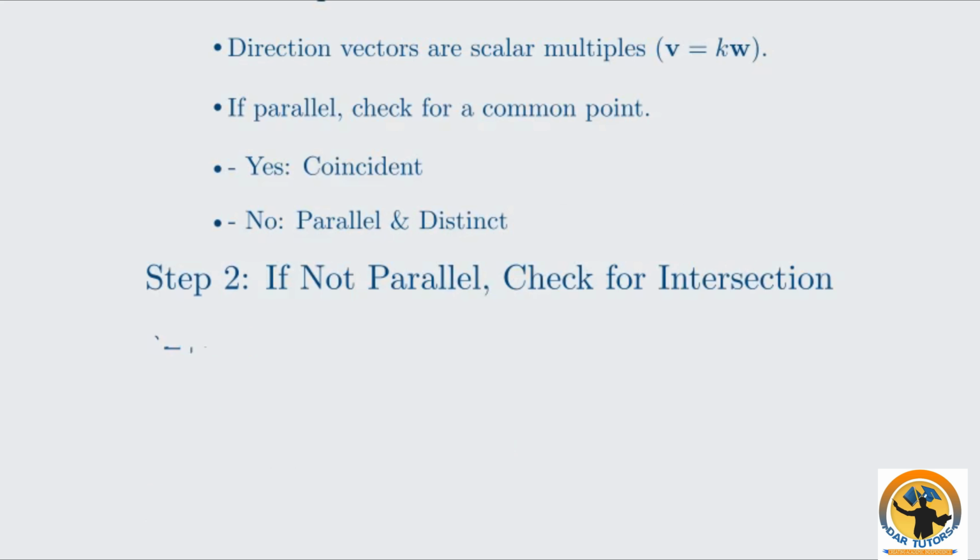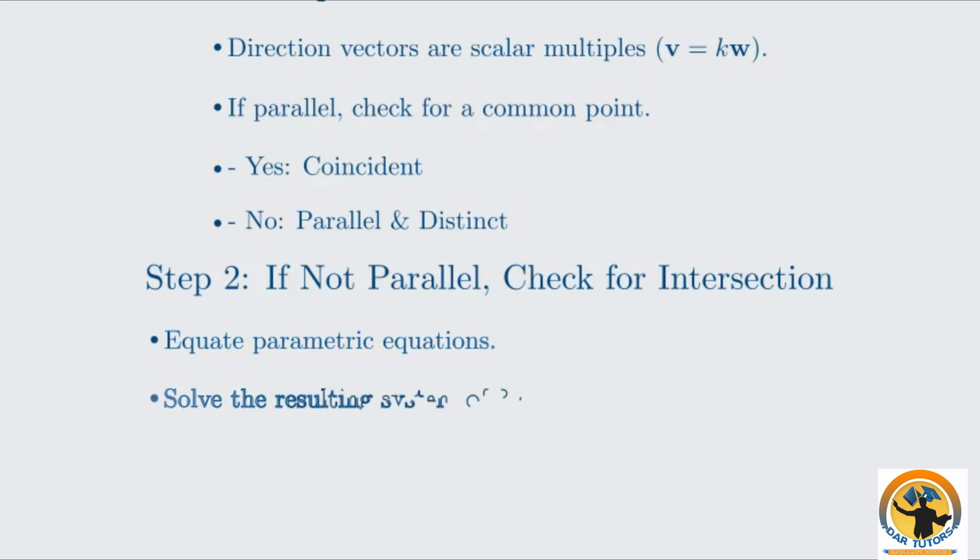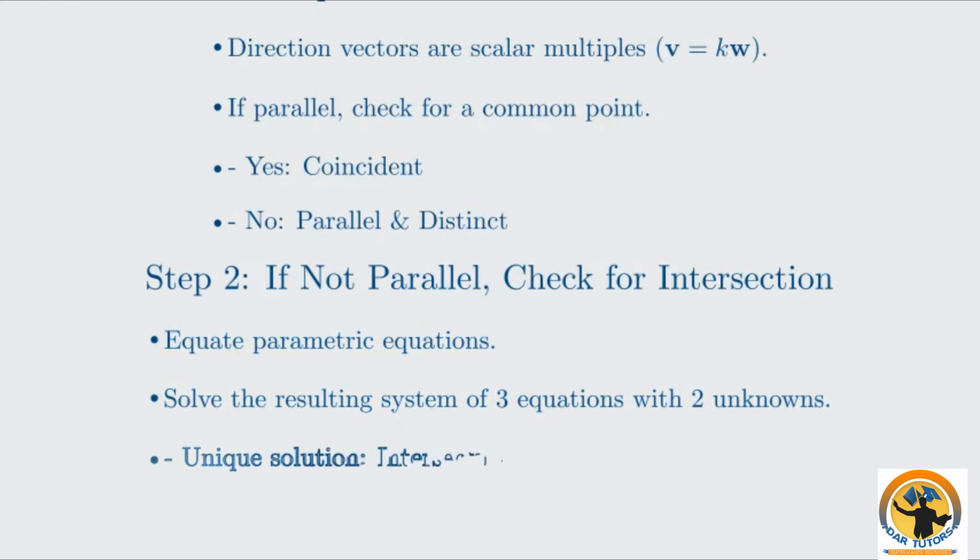Step 2. If the lines are not parallel, we check for intersection. We do this by setting their parametric equations equal to each other. This will give us a system of 3 equations with 2 unknowns. If this system has a unique solution for the parameters, the lines intersect. If it has no solution, the lines are skew. Let's apply this process to an example.